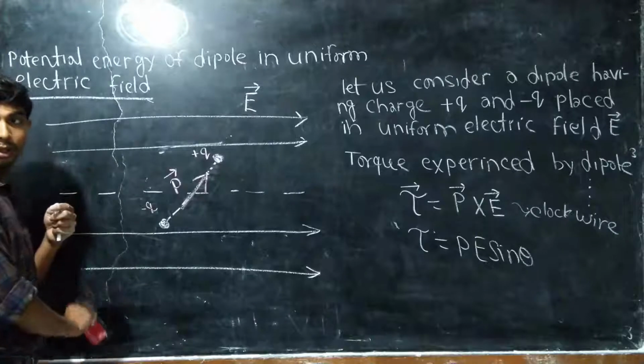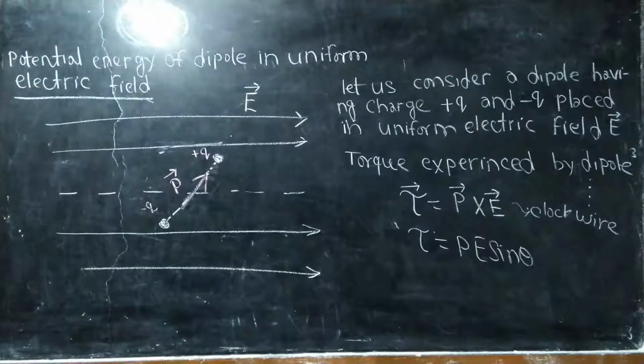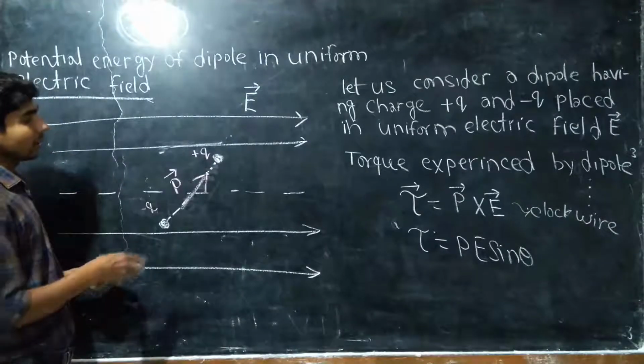See that work done, external work done, is by the torque or by the external force? External force will create torque, and that is the external torque. Torque is balanced by torque, right? So once you try to understand once again.